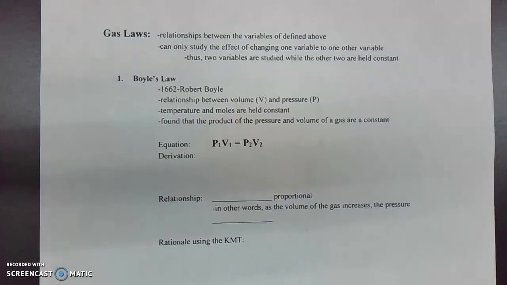And what Robert Boyle did is he found that the product of the pressure and volume of the gas are constant. So if you multiply the pressure times the volume of a gas, it is equal to the new pressure times the volume. So if you multiply the two together, they are equal to one another. So that means as one thing goes up, the other one goes down.